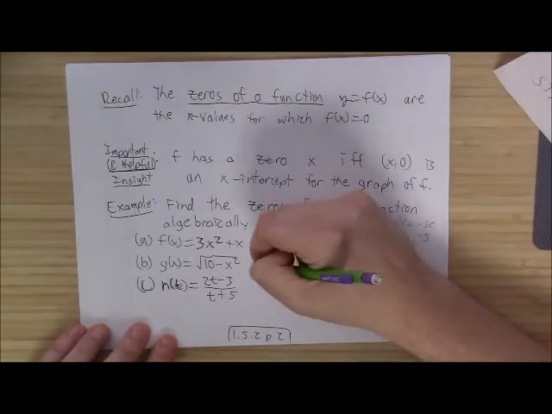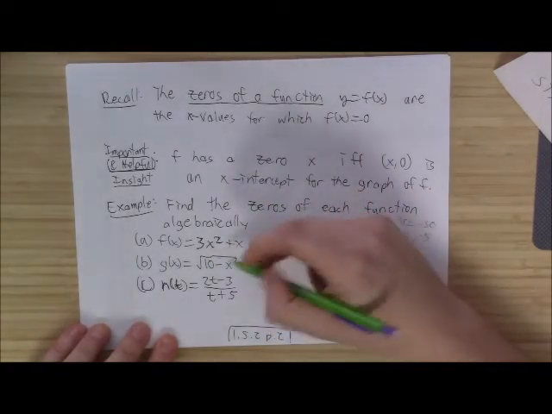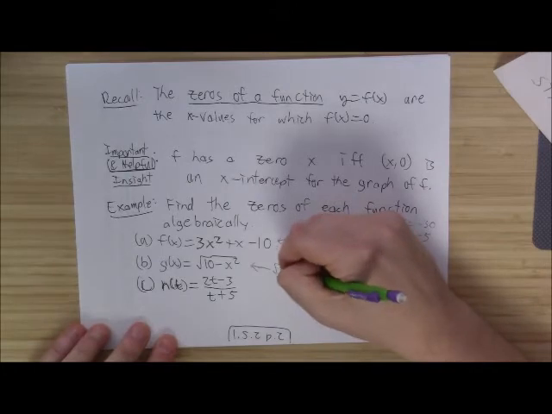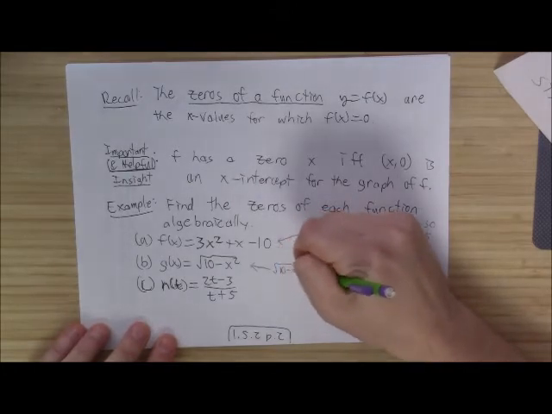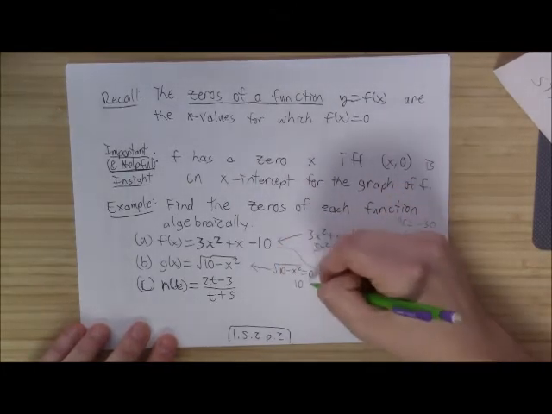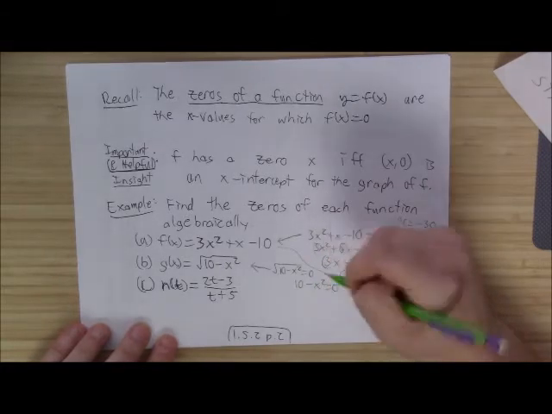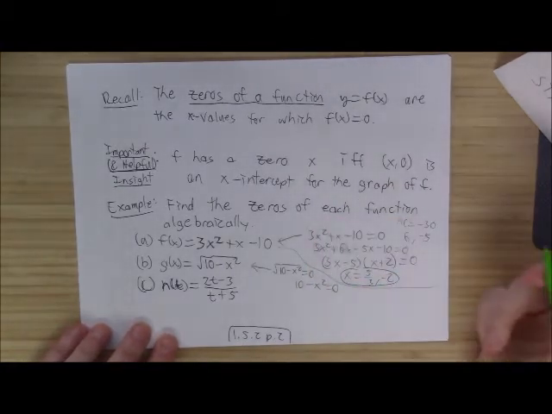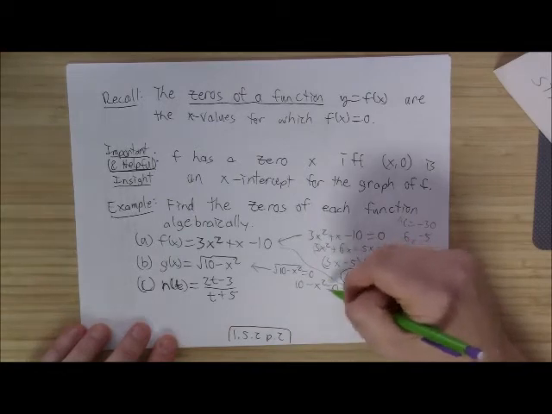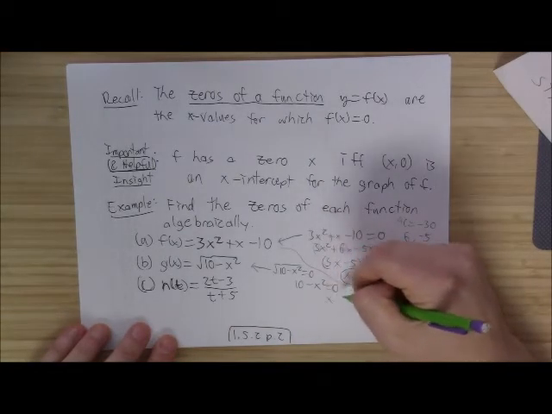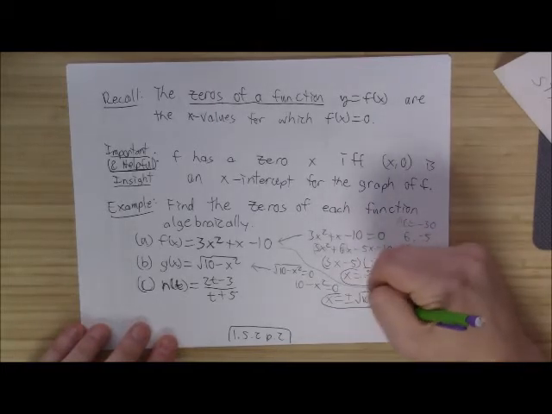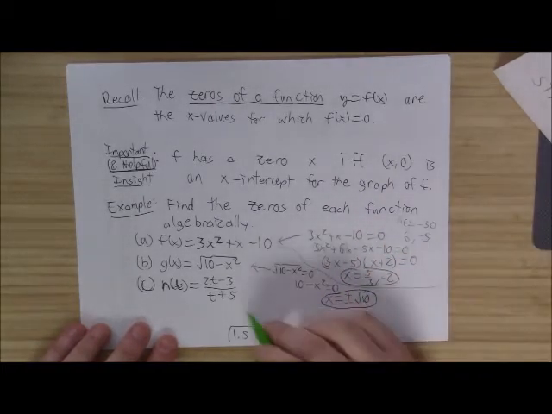What about for this one? For this one, we have that equals 0. The square root of 10 minus x squared equals 0 means that the inside would have to be 0. So 10 minus x squared would be 0, squaring both sides. In other words, if we use the square root procedure, we would get x equals plus or minus square root of 10. So those would be my zeros.